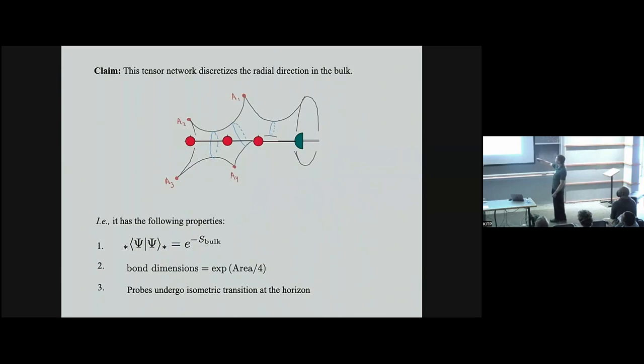Let's see. So I mean, the geometry literally looks like this. So there's a natural radial direction. I guess you're saying that there are different ways of slicing it. This is going to be related to the isometric transition. So maybe you can ask me after we talk about that. Okay, so the third property, the quantitative check here, is that the probes undergo this isometric transition at the horizon, and that's what I want to describe now.